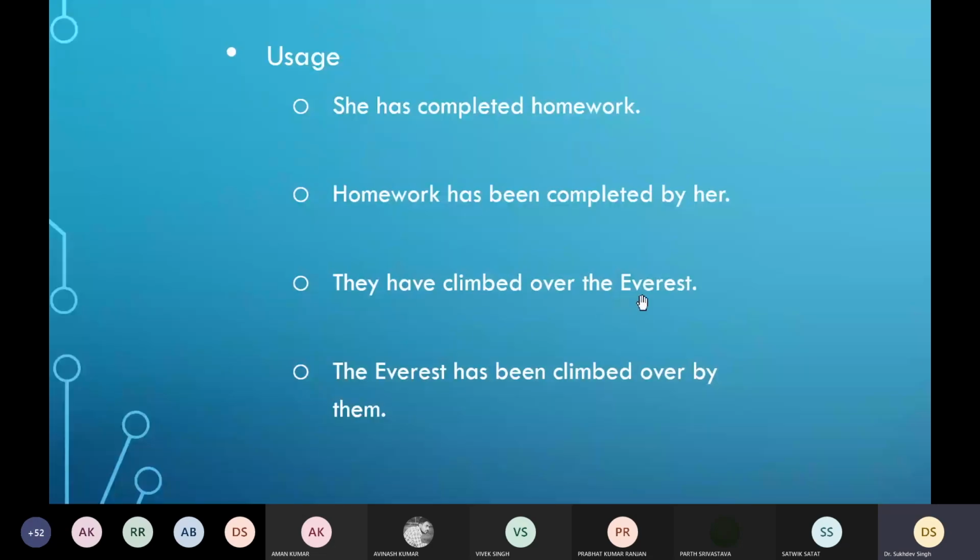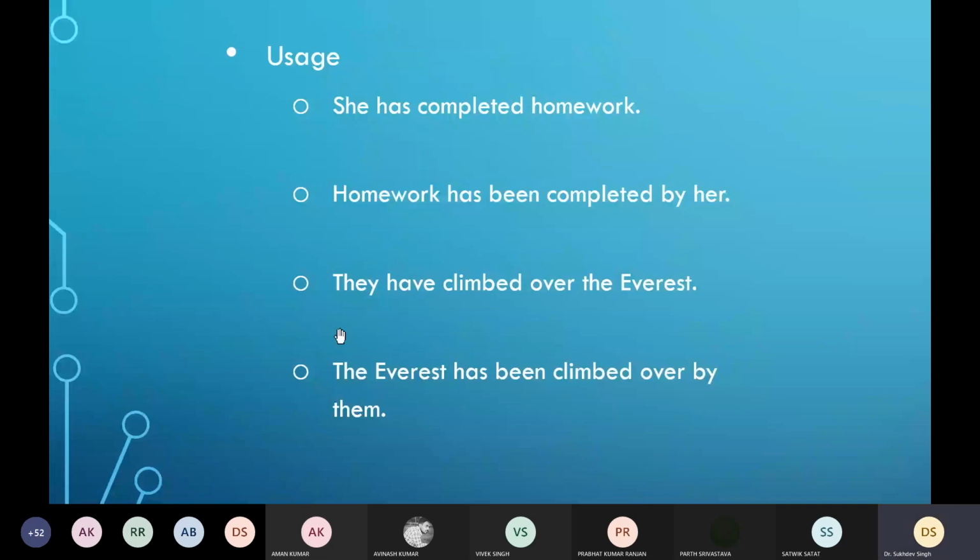Now let us see the next sentence. Next sentence is they have climbed over the Everest. The Everest we will fix here in the place of the subject. And then because the Everest is singular, that's why we will not use have. Have was used with this subject in the active voice because they is plural. So have will not be used.